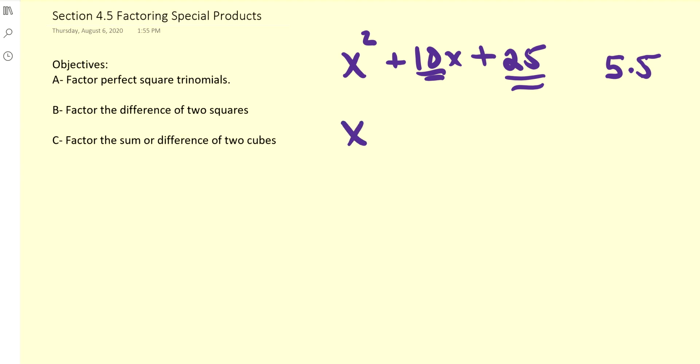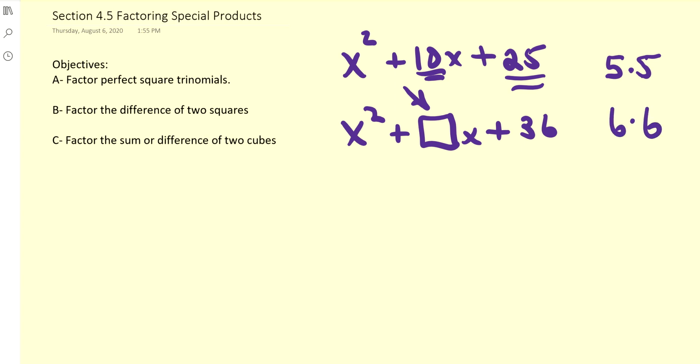So if I had x squared plus what x plus 36, then you could ask yourself what number would go in the box. Well, 36 is a square number, and I know it would be the square of 6. 6 times 6 is 36, but 6 plus 6 is 12, and 12 would go here.